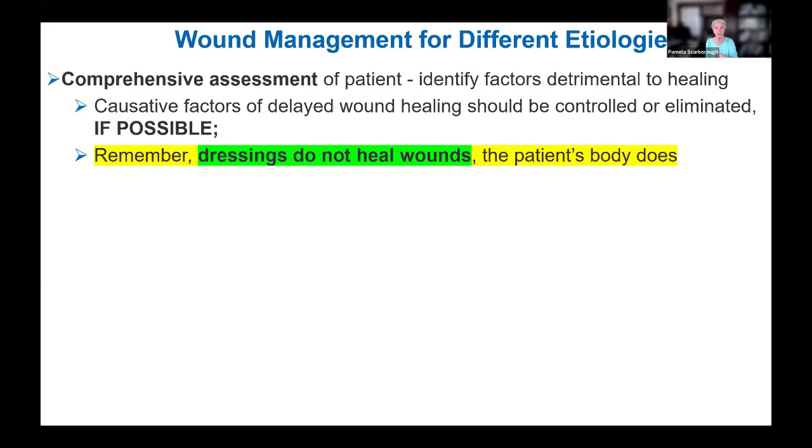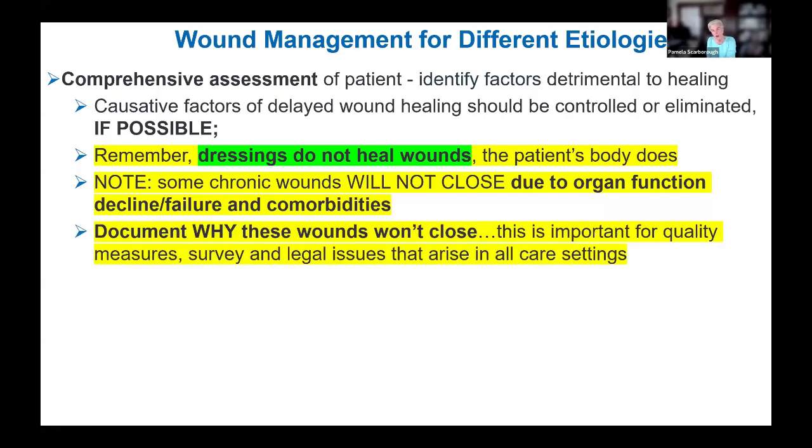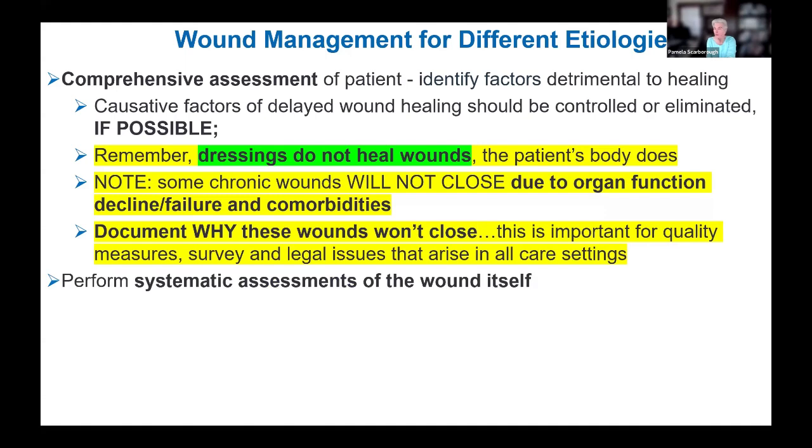The last thing I'm going to look at is the wound and start thinking about the dressing. I've got to find out what caused the wound in the first place. You want to note that some chronic wounds are not going to close due to organ function decline and other comorbidities. You want to document why these wounds won't close. This is important for quality measures, for the survey process, for legal issues that are going to arise in all care settings. It doesn't matter where you are in the continuum. You're going to get a lawsuit someday.